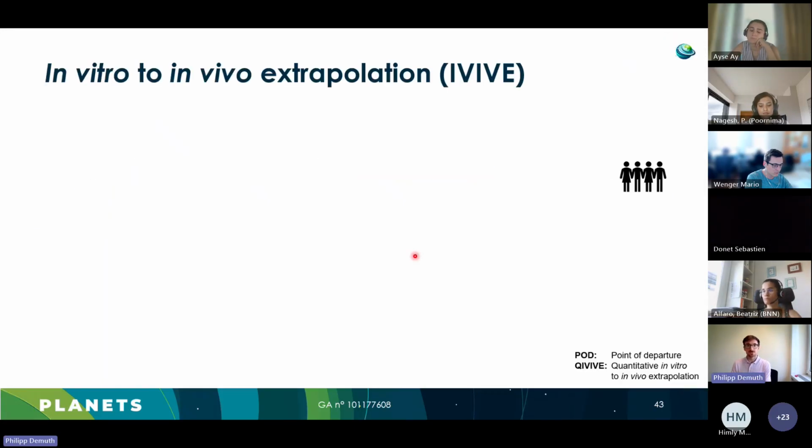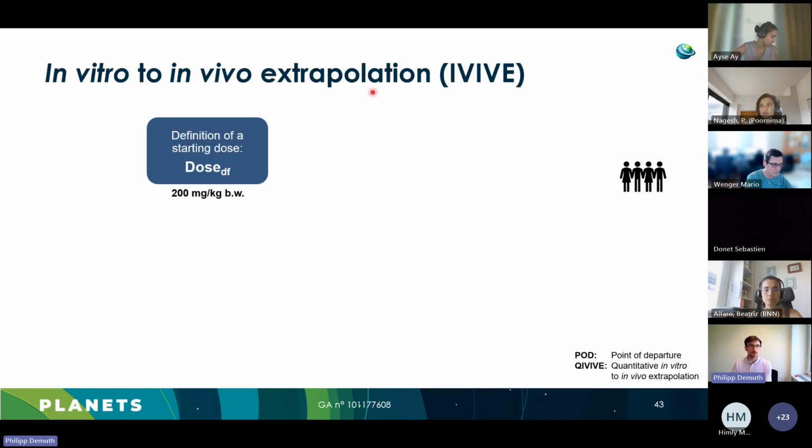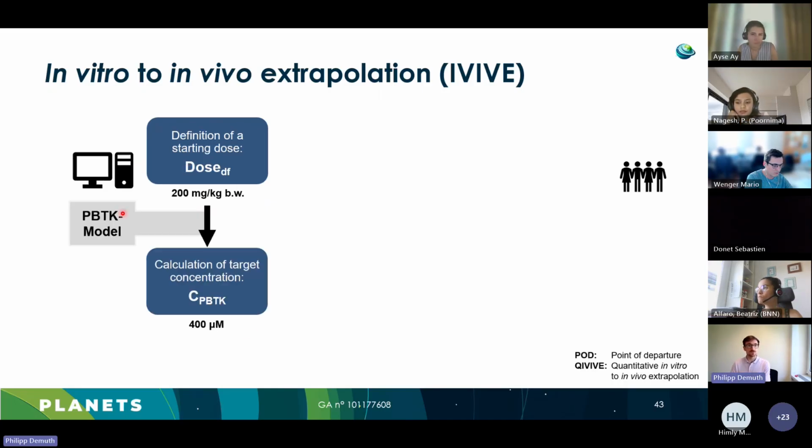So what can we use this data for? And this is normally, for us in vitro toxicologists, the so-called in vitro to in vivo extrapolation, or IVIVE. So like I just showed, we would first define a starting dose. This can be an arbitrary dose, for example, of 200 milligram per kilogram body weight. We then would calculate the target concentration with our PBK model. And this is normally the Cmax concentration in the blood plasma, because this is what we relate to the in vitro concentration that we test in our assay.